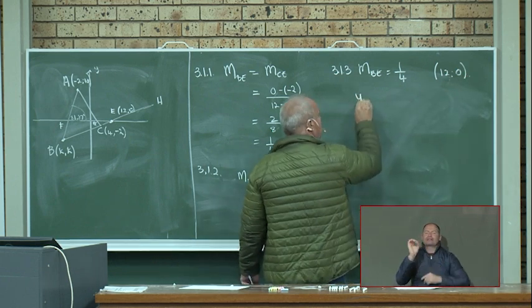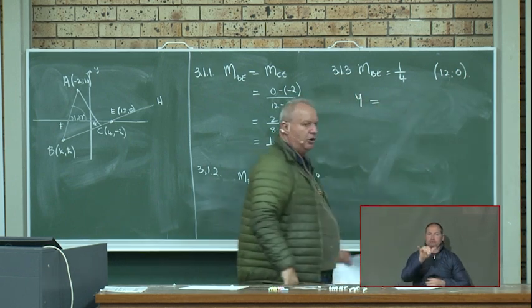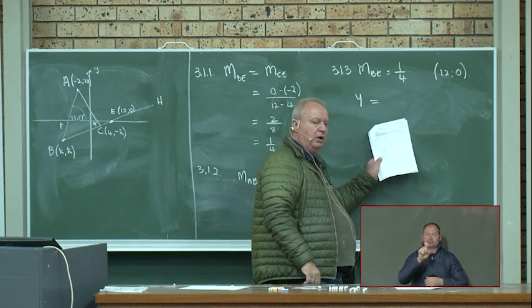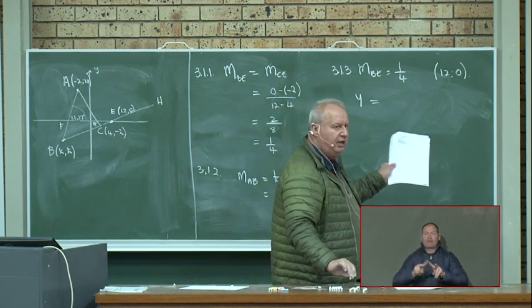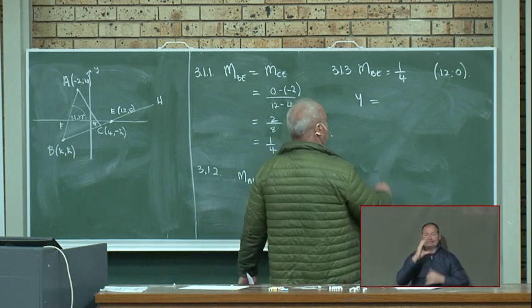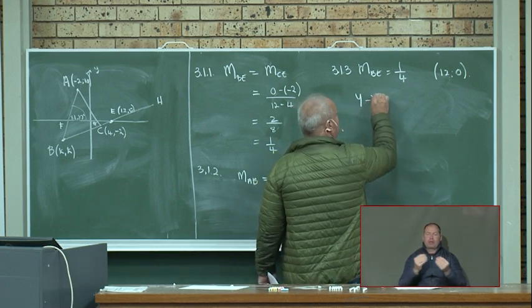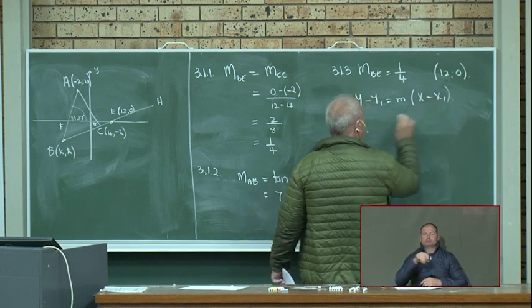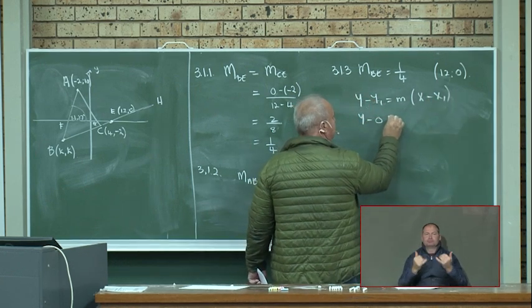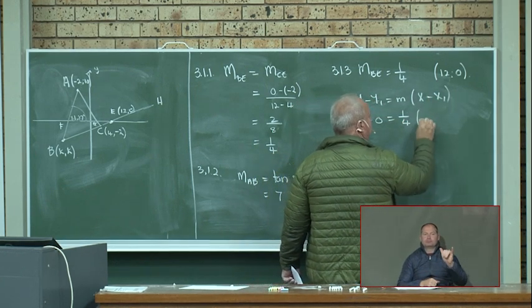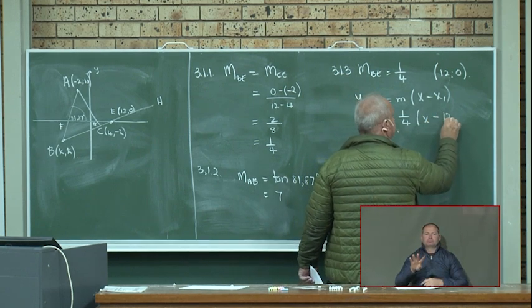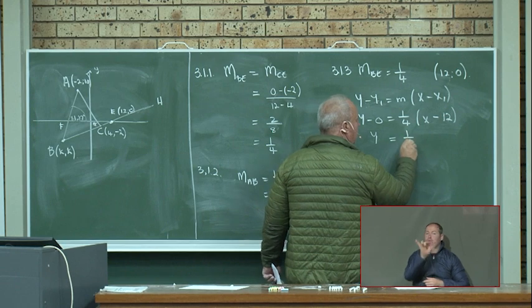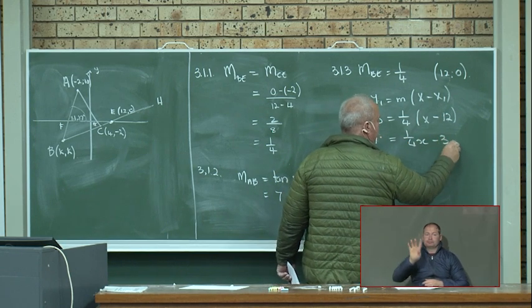So we can say y is equal to mx plus c. You can then substitute your x and your y value and your m value and solve for c, and then you've got your equation. Or you can say y minus y1 is equal to m bracket x minus x1. So this is y minus 0 is equal to a quarter bracket x minus 12. So therefore y is equal to a quarter x minus 3.